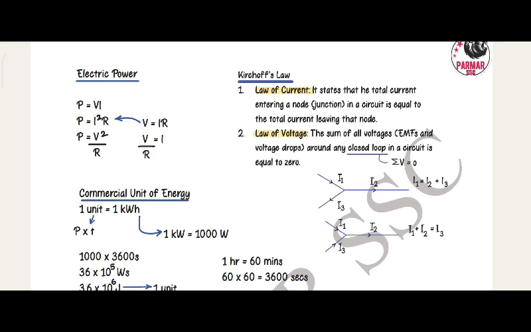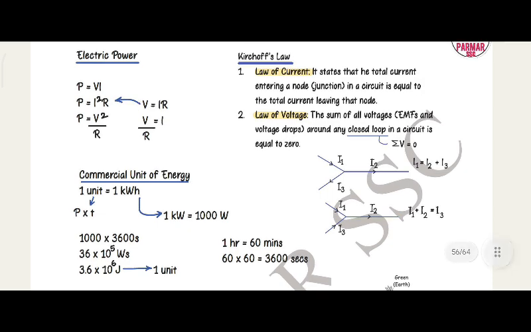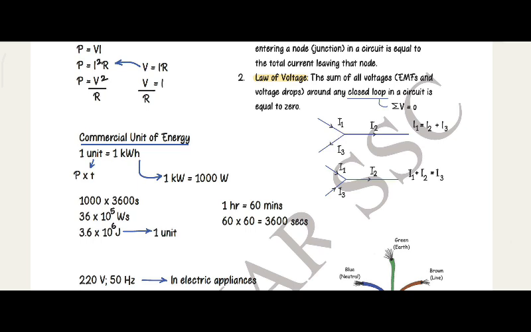Kirchhoff's law, law of current. It states that the total current entering a node or junction in a circuit is equal to the total current leaving the node. Law of voltage: the sum of all voltages, EMFs and voltage drops around any closed loop in a circuit is equal to 0, sigma V is equal to 0. From I1 electricity is coming, I3 and I2 are going back. I1 is equal to I2 plus I3. If electricity coming from I1 and I2 joins in the path of I3, then I1 plus I2 is equal to I3.